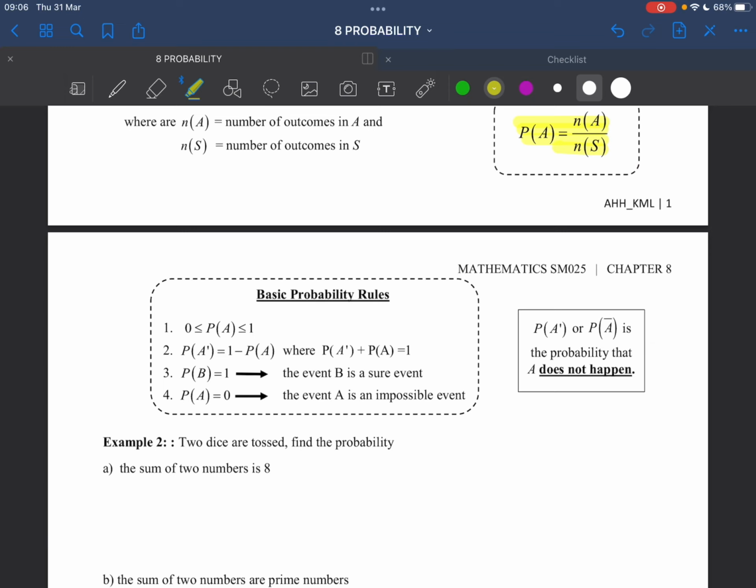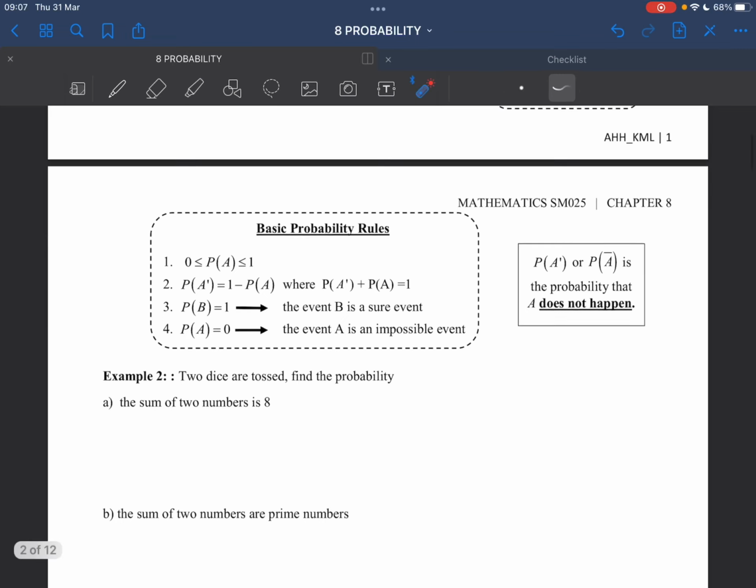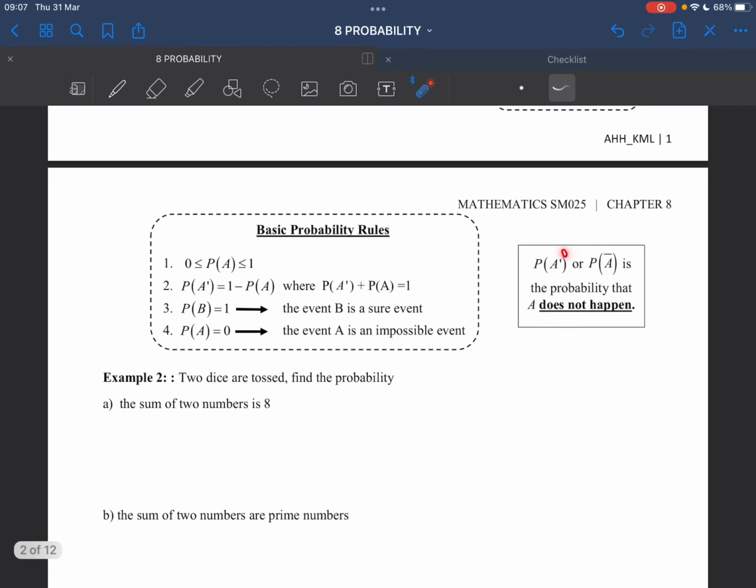As I said there, P(A) is between 0 and 1. And P(A prime) is the thing that does not happen. Sometimes the question writes it as A prime, sometimes it will be A bar. That is all the same thing: the probability that it does not happen. So how are we going to find P(A)? Simply 1 minus P(A prime). Here it is the same thing. If you want to find P(A prime), just 1 minus P(A).